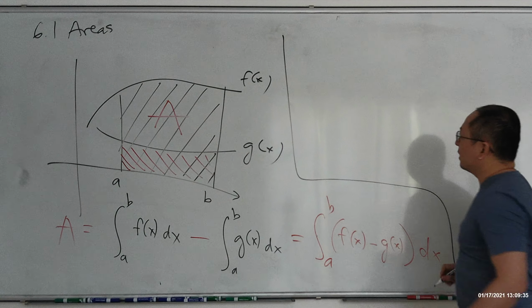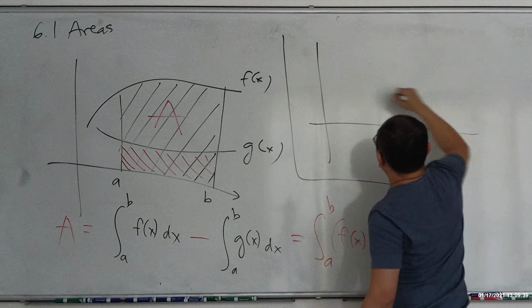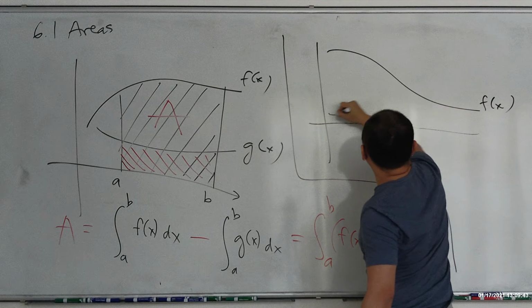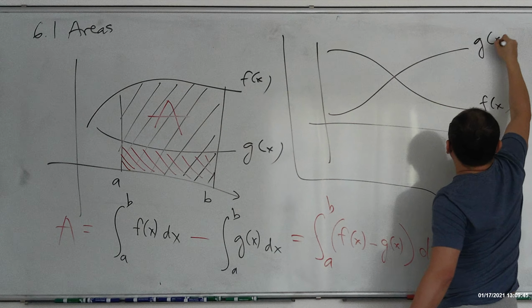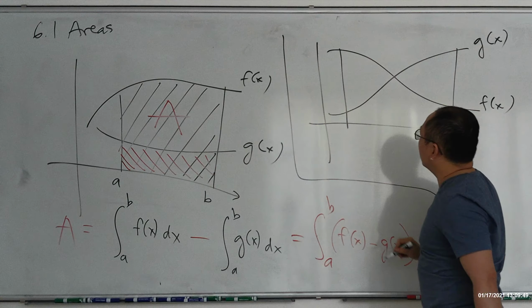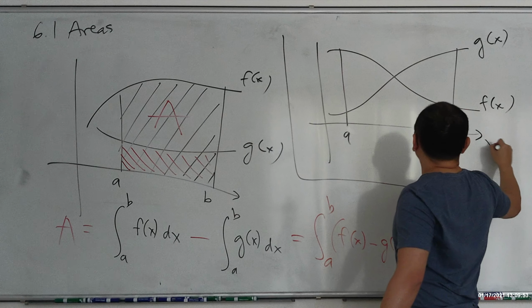Last case before I can give you an example. So I have this. What if my function f is like this, and then my function g is like this? Okay, and they ask you to find the area enclosed by the function f, function g, and x equal to a to x equal to b.